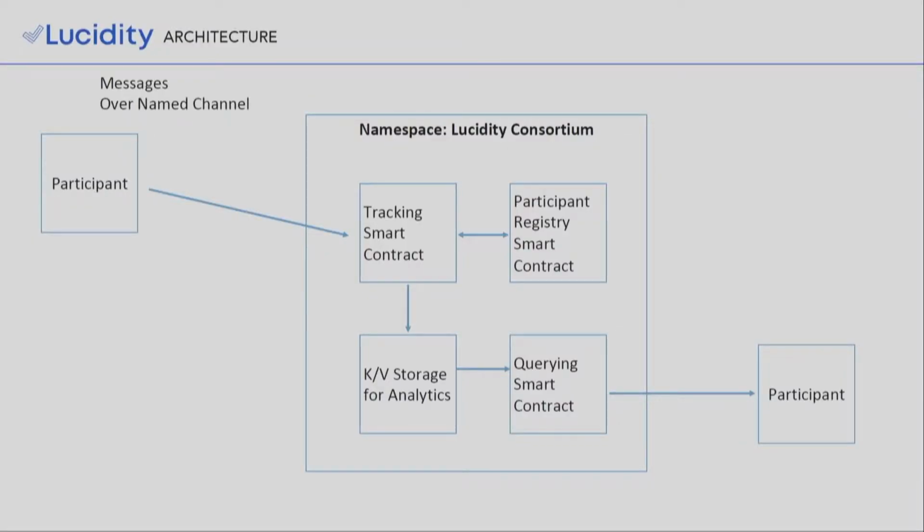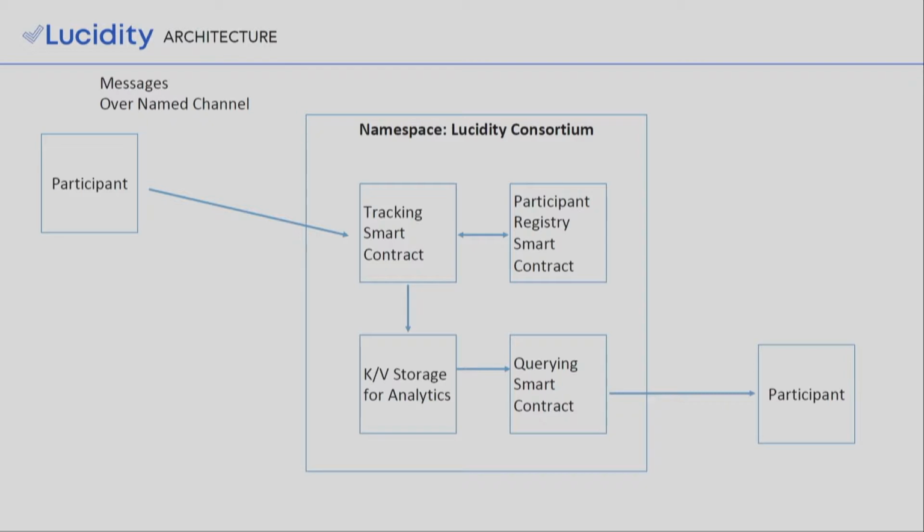For the first iteration, we want to keep it a little bit simple, and we're creating one single namespace. Now you could break that up into more granular namespaces, but for the first iteration, we're calling this a Lucidity Consortium namespace. It's a consortium shard and a group of resources. Here you can see some of these resources. You have the core of it, which is the tracking smart contract, which is connected to a participant registry smart contract. The tracking smart contract receives messages over named channels.